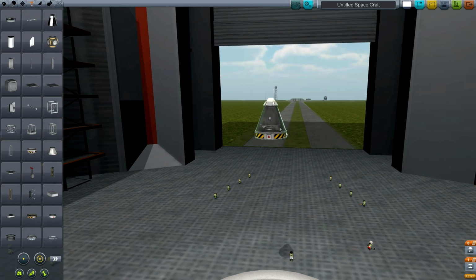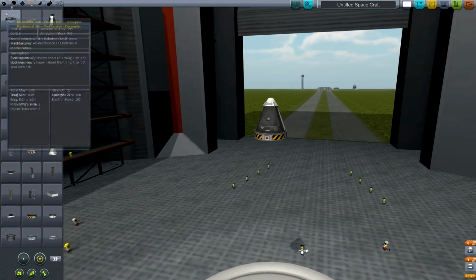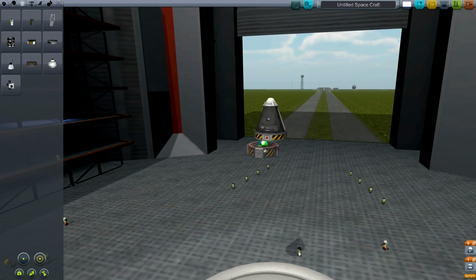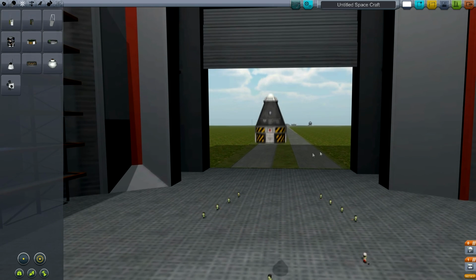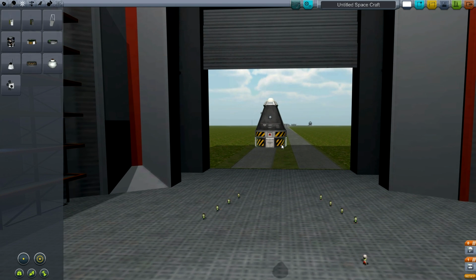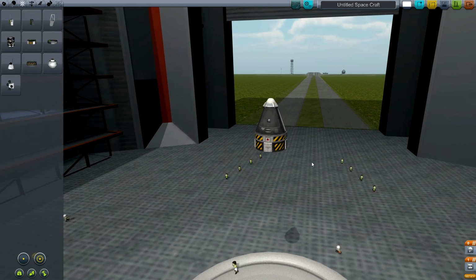So beneath that, we're going to put the advanced SAS module. Now, why not put the advanced SAS module up here? Because, as I say, by the time we separate this pod, it should already be on course, and we therefore shouldn't need to make any more maneuvers, and therefore we shouldn't need the SAS. So we can get rid of that dead weight and make sure, again, the parachute is as effective as possible.